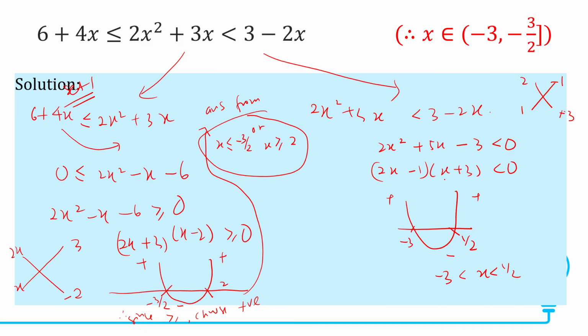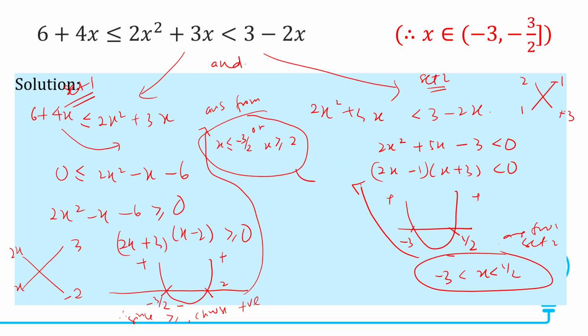This is the answer from set 2. This is my set 2, my left hand side and right hand side. Now, because they are originally from the same parent, and this is an and, I need to combine these two answers together. So how am I to combine?